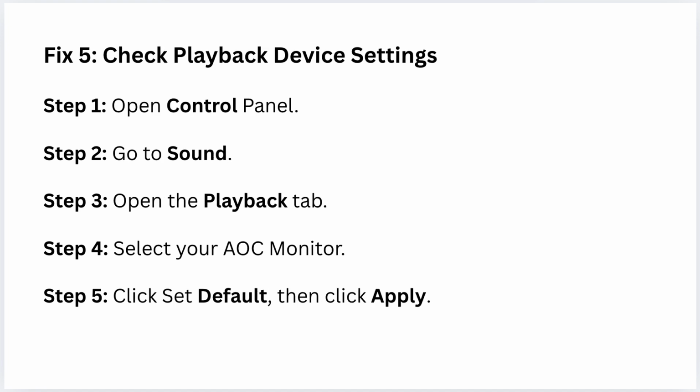Fifth one is check playback device setting. Open control panel, then go to sound, then open the playback tab. Select your AOC monitor, then click set default, then click apply.